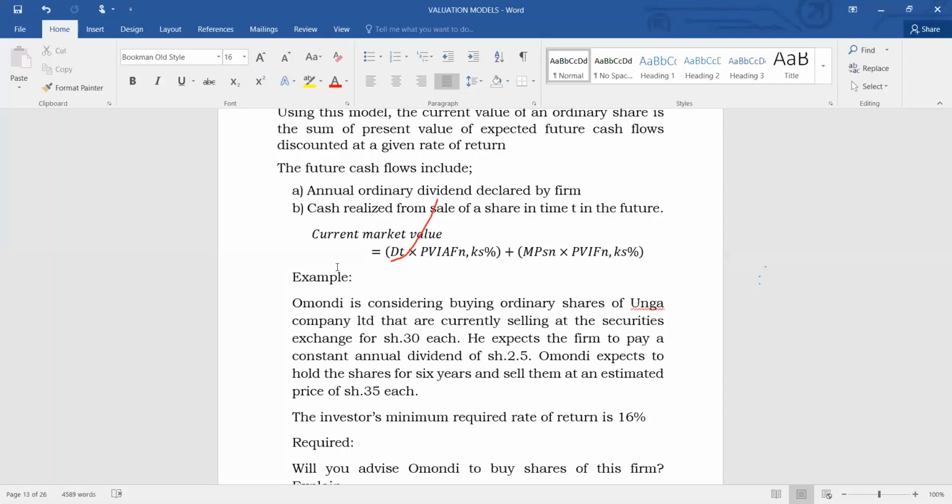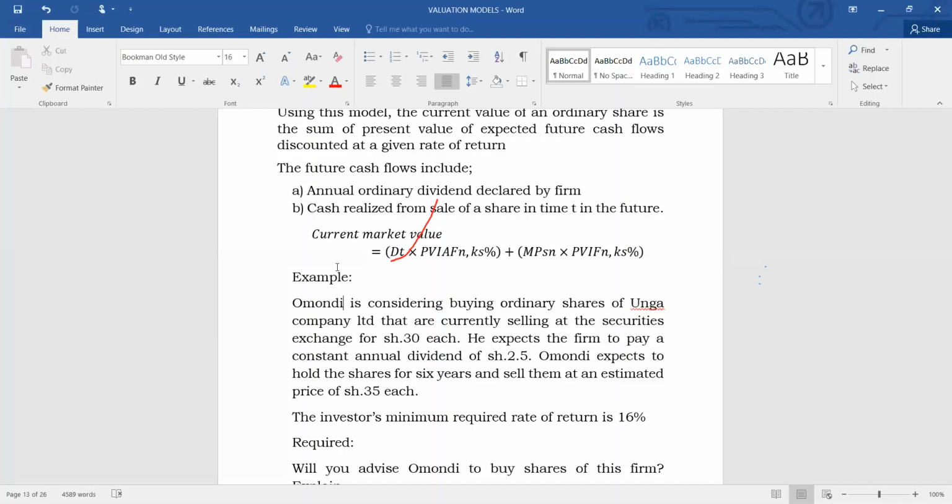But one thing at the back of our mind is that as far as ordinary dividend is concerned, it's not mandatory that the dividend will remain fixed each year. Please let that be very, very clear at the back of your mind. In the event that the dividend component varies from year to year, then that dividend should be discounted using the corresponding present value factor. If dividend in year 1 is 1 shilling, year 2 is 3 shillings, year 3 is 4 shillings, then of course you need to discount those dividend components separately using their corresponding present value factors.